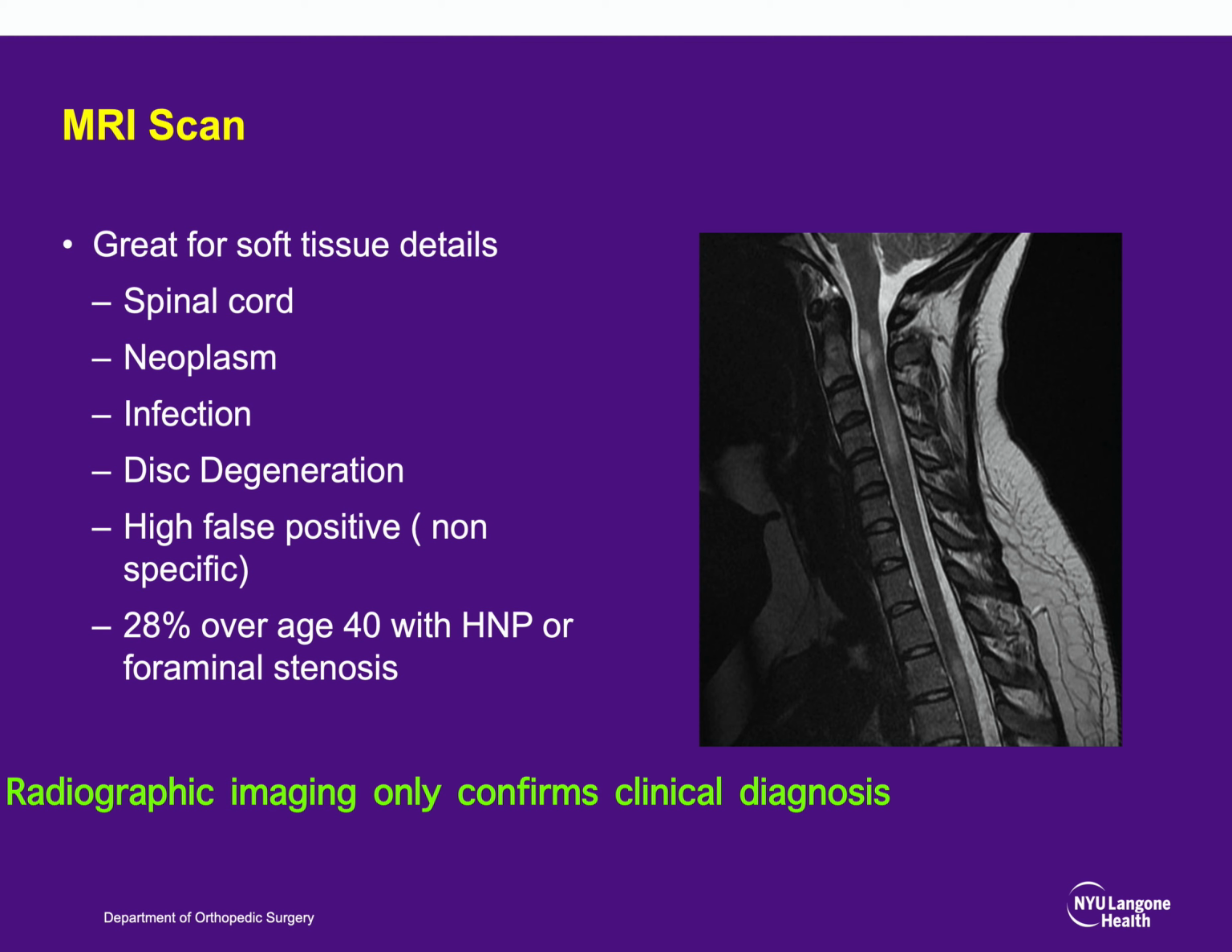MRI study is, I would say, the gold standard. It is great for assessing the soft tissue details. However, one has to be cognizant of the fact that there are high prevalence of degenerative disc disease present in a normal asymptomatic population, and that the radiographic imaging only confirms one's clinical diagnosis.